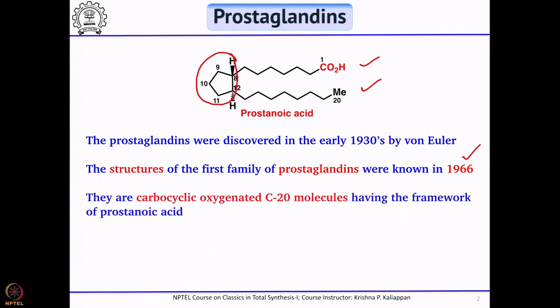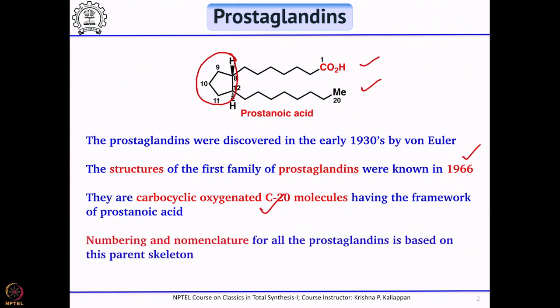Once the correct structure of prostaglandins was identified, a lot of action took place from synthetic chemists to synthesize this compound. I will at least talk about two total syntheses of prostaglandins, one by E.J. Corey, Nobel laureate, and the other by Gilbert Stork. If you look at this closely, they are all carbocyclic oxygenated C20 molecules. In addition, they have two side chains, one having a carboxylic acid at the terminal, the other having a methyl group.